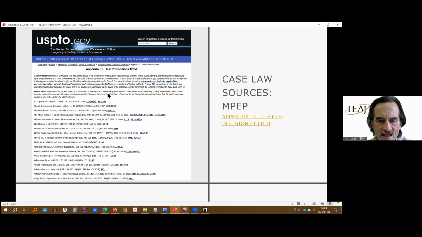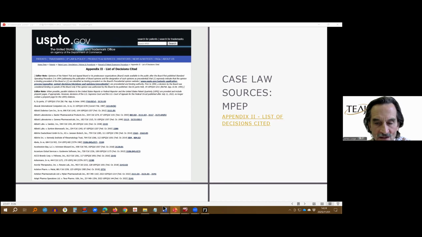And all of these cases in the MPEP are what are called precedential. In my opening remarks, I used that word precedential, and it's a legal term that means that the decision was so important that it had an impact on rules, in this case, in the Patent Office. I also have a hyperlink in this slide if anyone wants to go to this list.